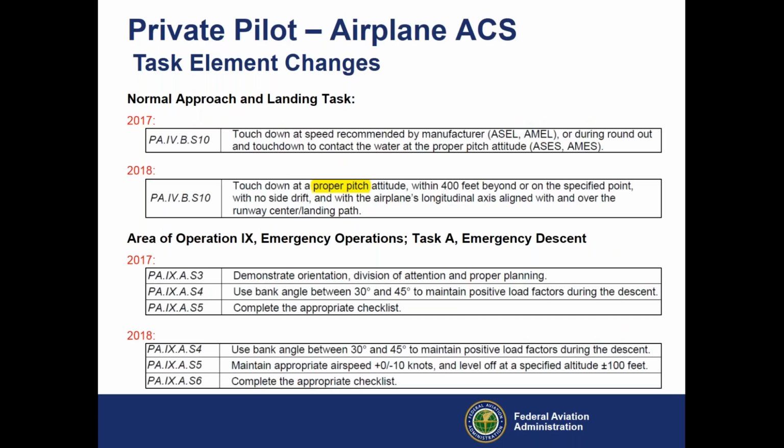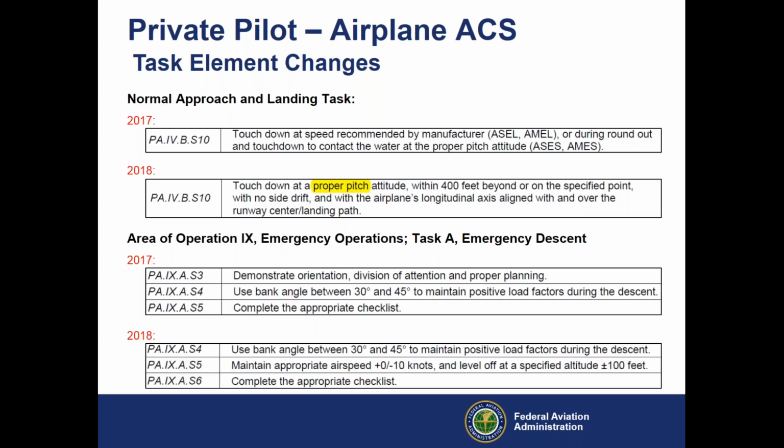Now let's look a little bit more at the private. Here you see the normal approach and landing task with skill 10 and the changes that were made to the private ACS. The top example from 2017 did not include the standard of landing within 400 feet or on a specified point. It is now included in the 2018 private ACS. This was an item that we received many comments about. We agreed and it has been added back into the standard. The proper pitch attitude at touchdown is also now included.